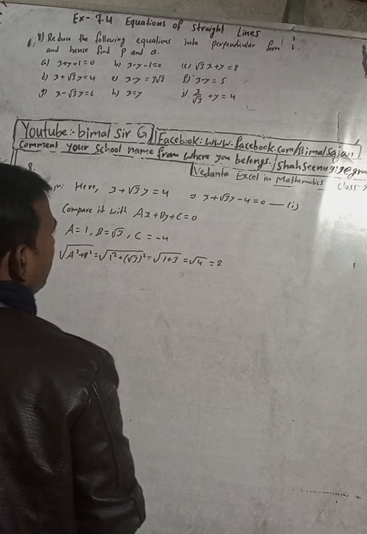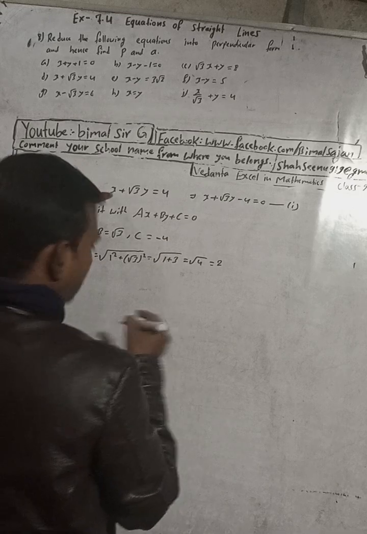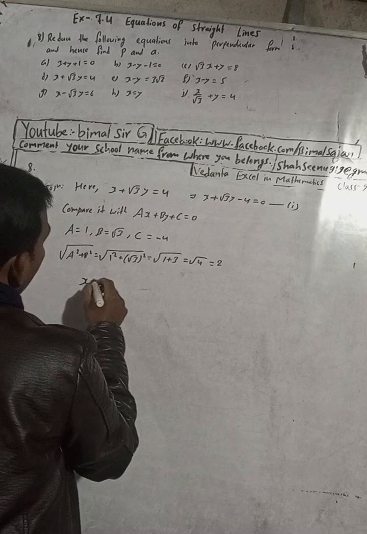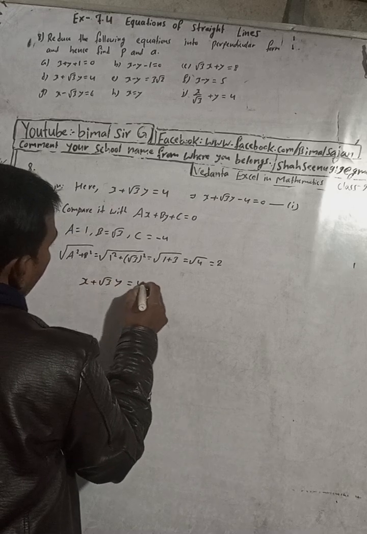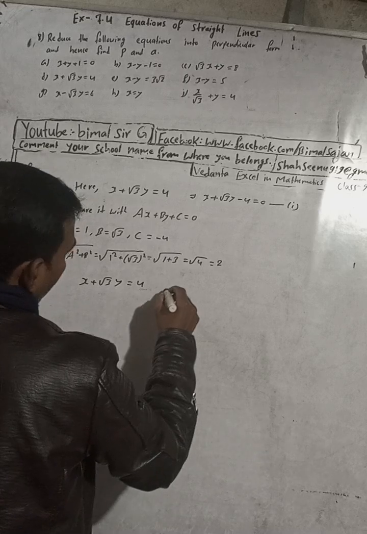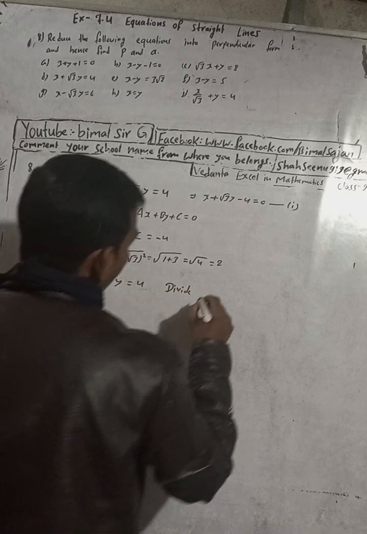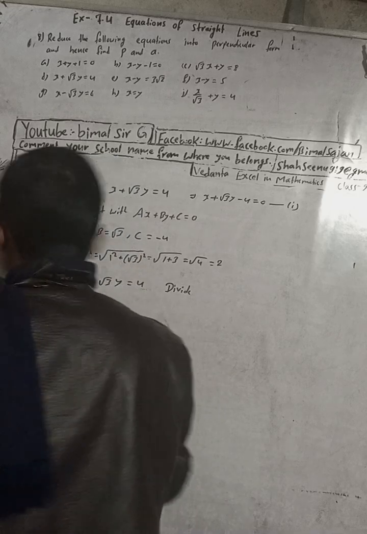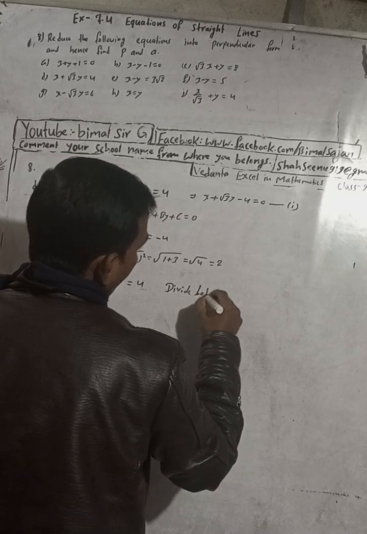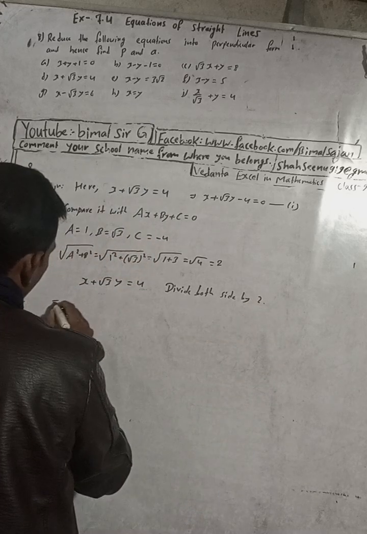Now rewrite this equation in the form like this. Write this equation, x plus root 3y is equal to 4. Now divide both sides by 2.